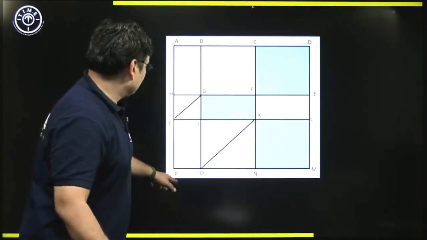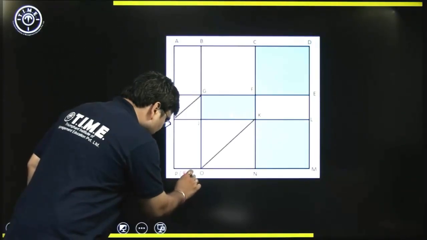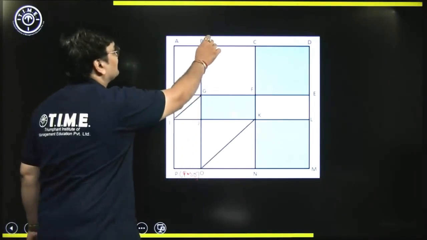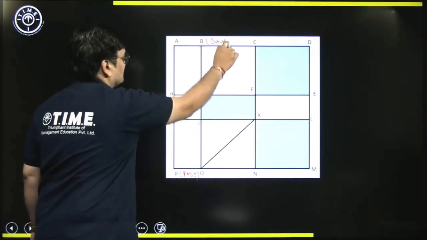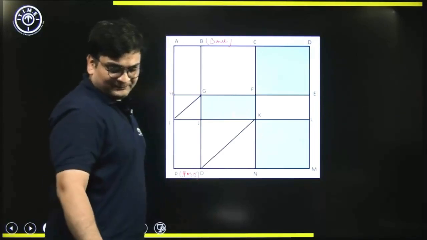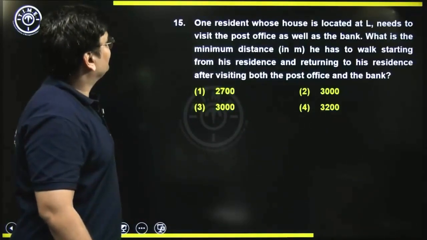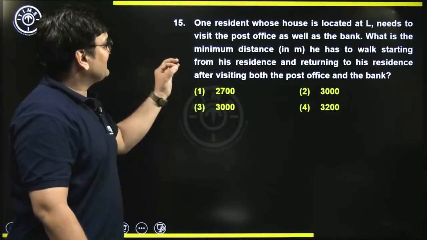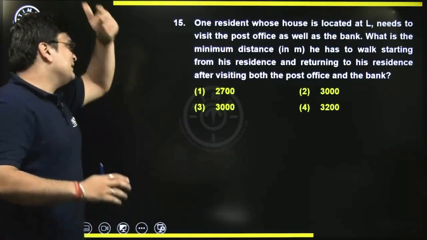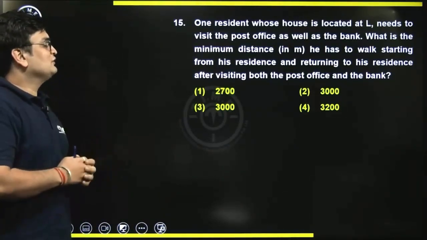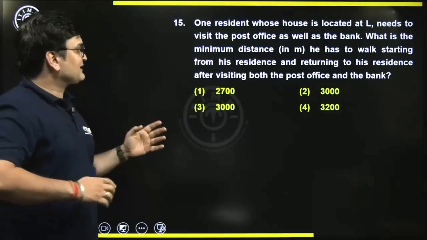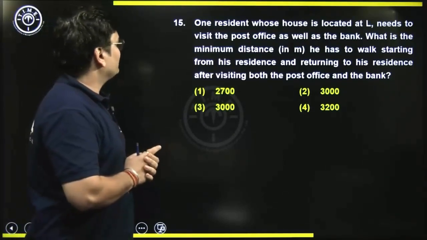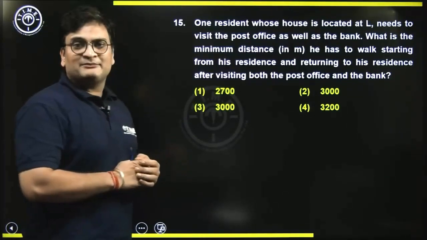Post office here and bank, and the person is starting from here. The house is located at L, needs to visit the post office as well as the bank. What is the minimum distance in meters he has to walk starting from his residence and returning to his residence after visiting both post office and the bank?